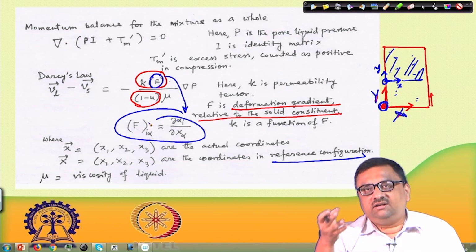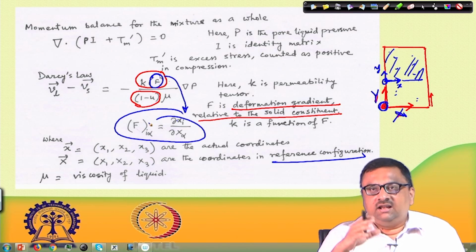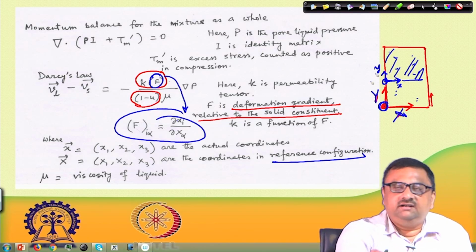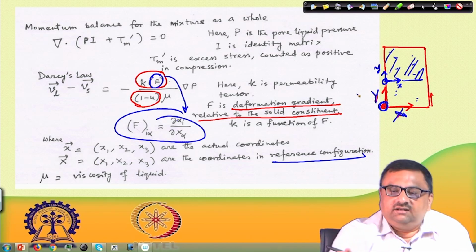The porosity, or in other words the solid volume fraction, is going to change with time. That is why we have the term del u del t. So the porosity is going to change, and permeability is related to this deformation gradient, where the deformation gradient is defined by this quantity, and mu is the viscosity of the liquid.